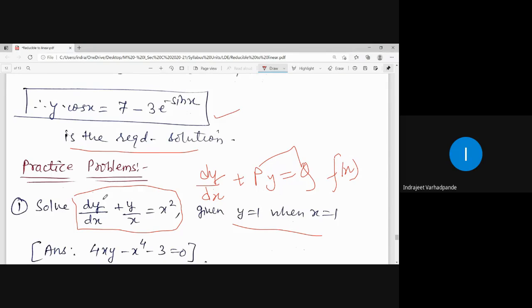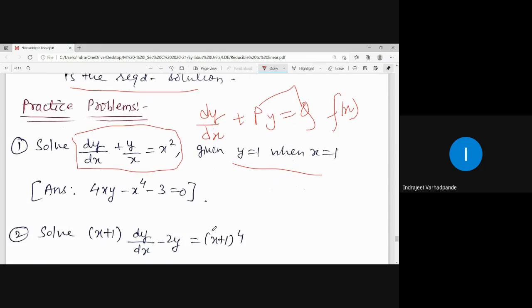Now all the questions are mixed, jumbled up. We will have to identify which equation is being asked. So this was a very simple direct question: dy by dx plus p into y is equal to q, given y is equal to 1 when x is equal to 1. Note down the answer as well so that it will be easy for you to verify. Clear?